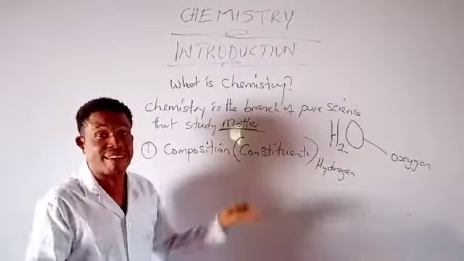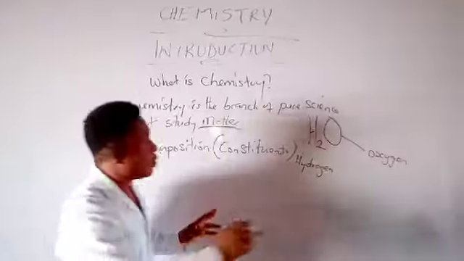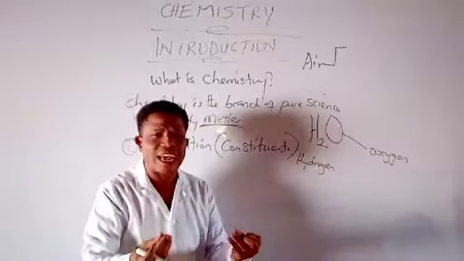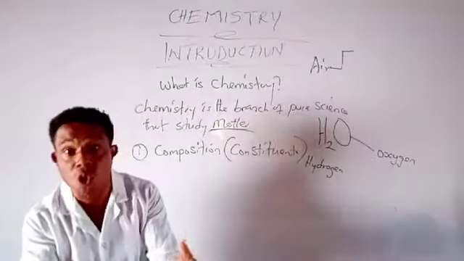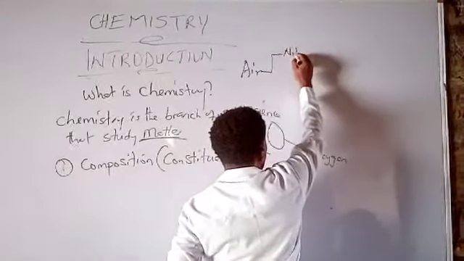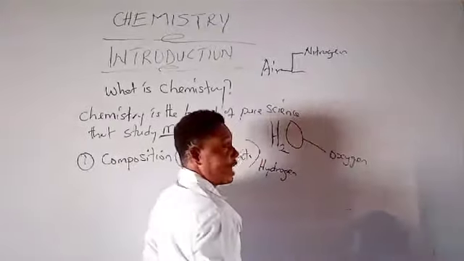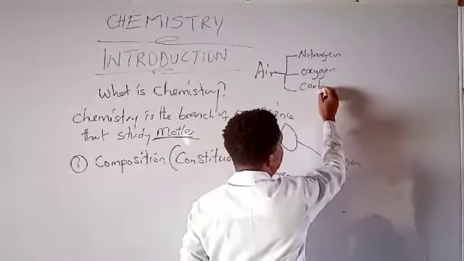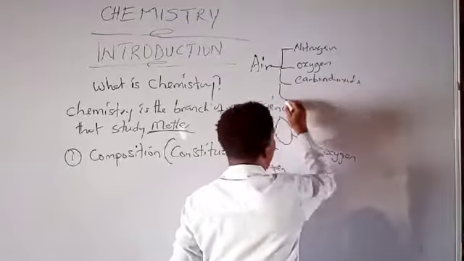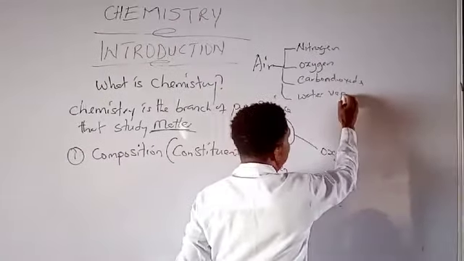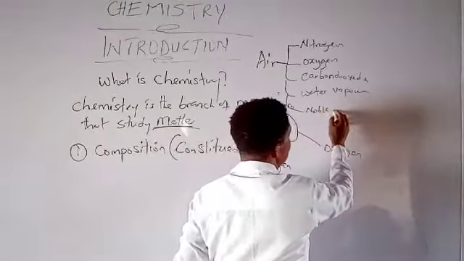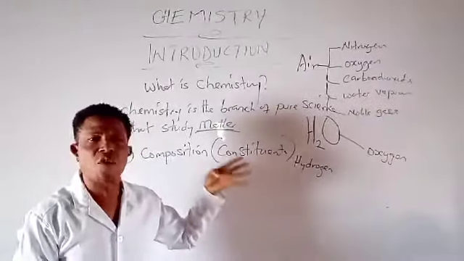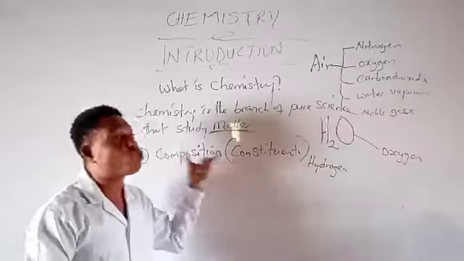Another example again is air. Air is a mixture of gases. Now, what are the gases that are present in air? What are the constituents of air? One is nitrogen. Number two, oxygen. Number three, carbon dioxide. Number four, you have water vapor and some noble gases. These are the constituents of air. So chemistry studies the composition of matter.